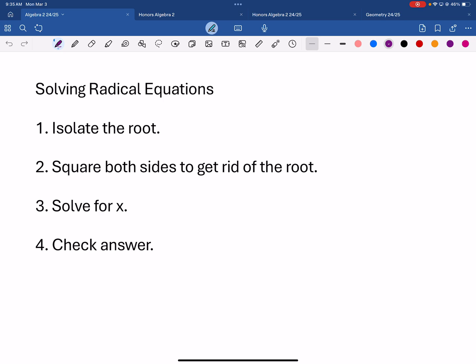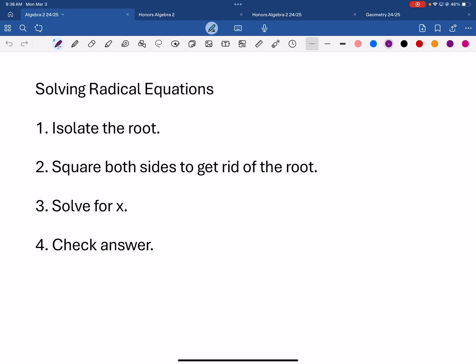First thing you're going to do is isolate the root. We're solving radical equations, looking at square root problems or cube root problems or whatever. You need to isolate the root, meaning it needs to be all by itself. If there's any addition or subtraction being done to it, you need to get that to the other side of the equation. If there's any multiplication or division being done to your radical, you need to move that to the other side of the equation by multiplying or dividing or doing whatever you need to do.